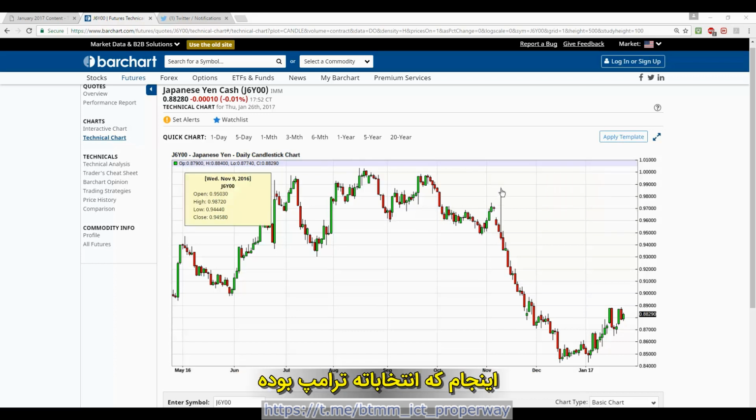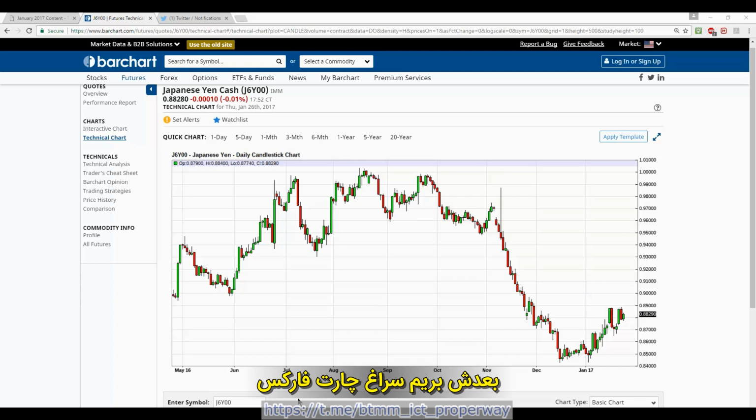And we see this Trump election rally up into a bearish order block, and then it sells off. So we're going to be looking at this move in here. Okay, and we're going to go over to the Forex chart.